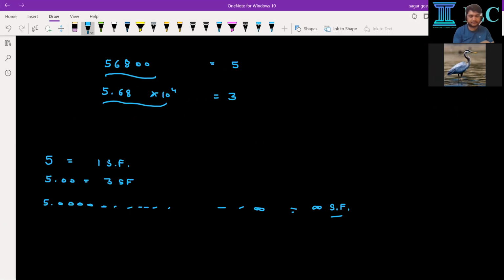And you don't have to take care about the units, like centimeters or meters. You just have to take care about the values. Suppose I say 5 centimeter and 500 meter, or 500 centimeter and 5 meter. Obviously one has three significant figures, and the other has only one. So it completely depends on you in which way you are writing.